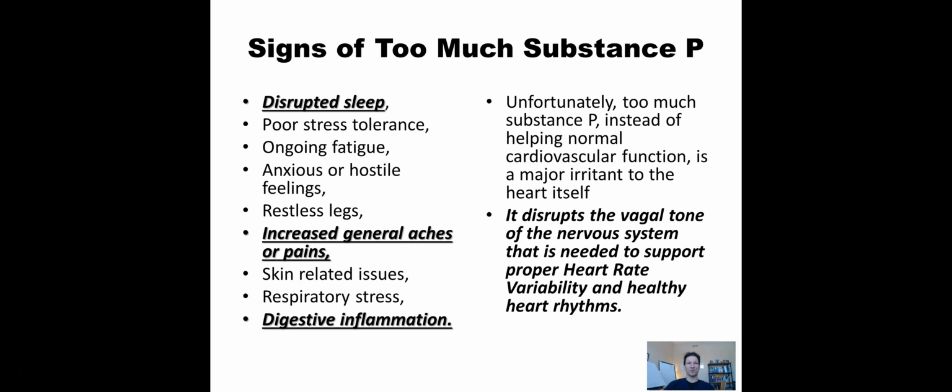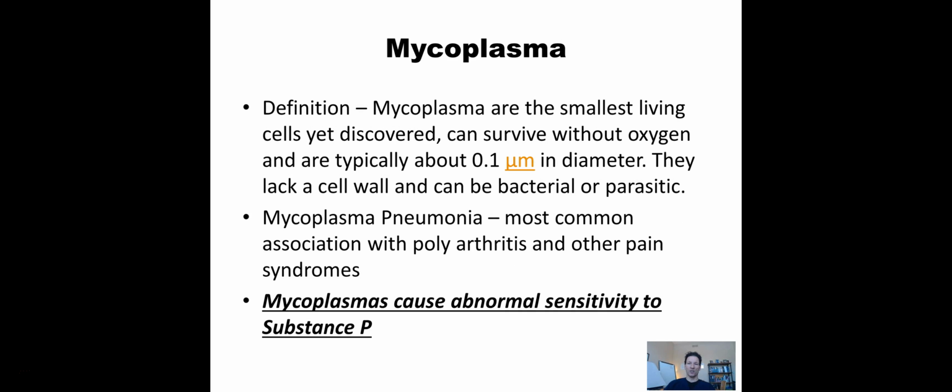People with too much substance P, they look like this right away: disrupted sleep, poor response to stress. Basically, these are your chronic pain patients. Look at the digestive inflammation. This is a vagal situation. People with poor vagal tone are more susceptible to infection, and at this time of year, you're going to be seeing a lot of walking pneumonia.